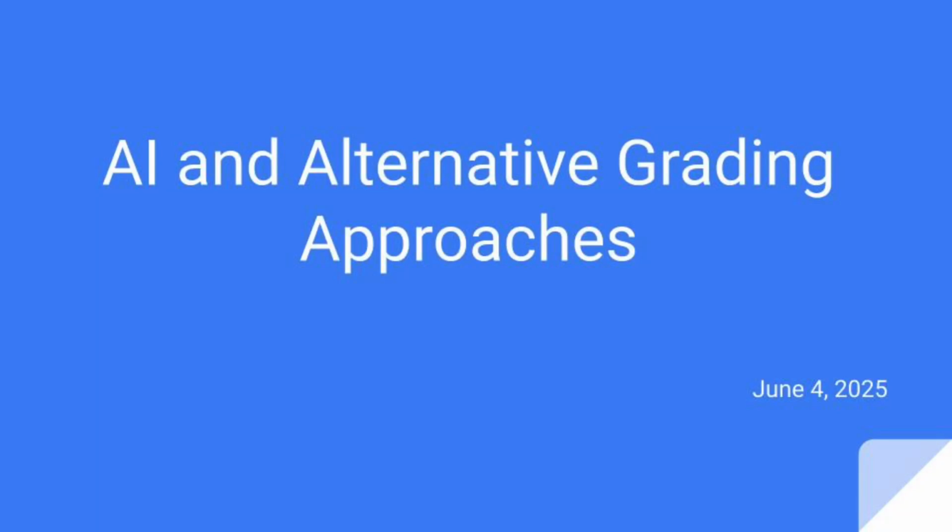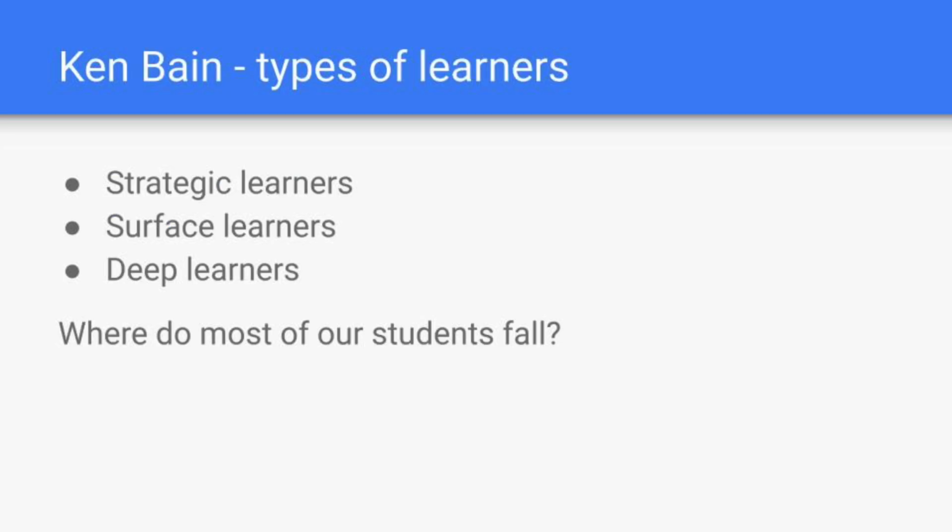Okay, so we're going to talk a little bit about AI and alternative grading and how perhaps the prevalence and student use of AI might encourage people to consider perhaps using alternative grading structures. And just going back a little bit to Ken Bain, who has done quite a bit of work in terms of effective methods of teaching and learning.